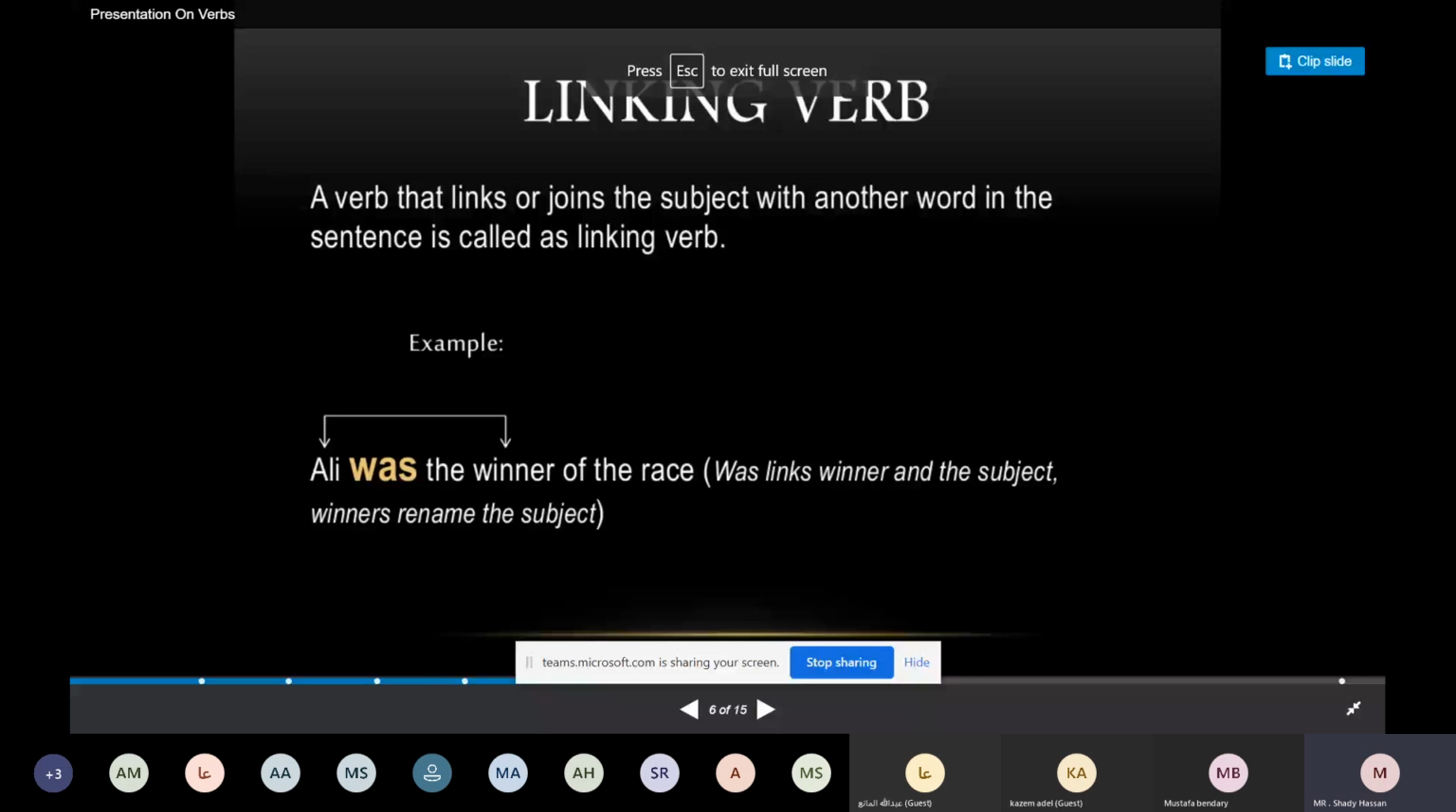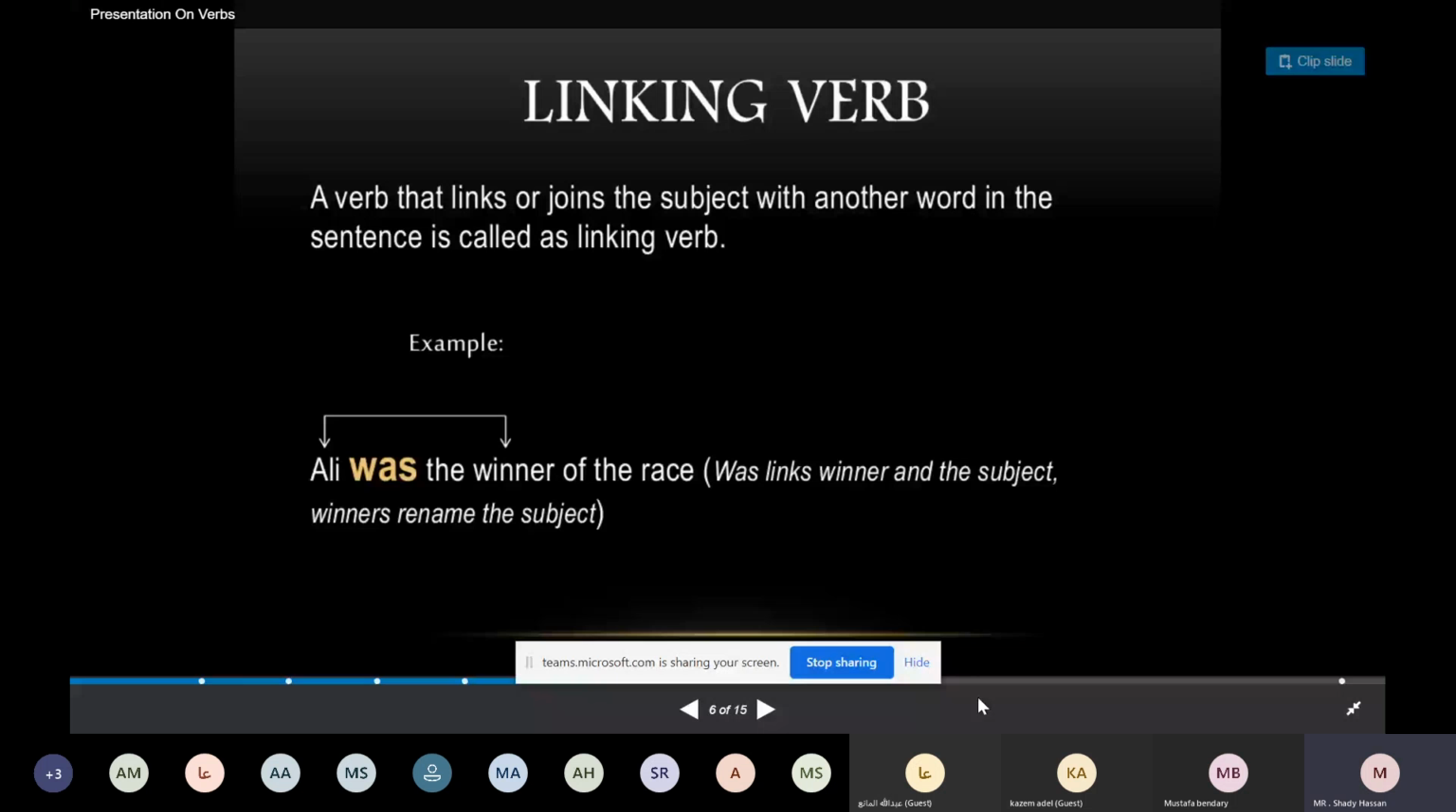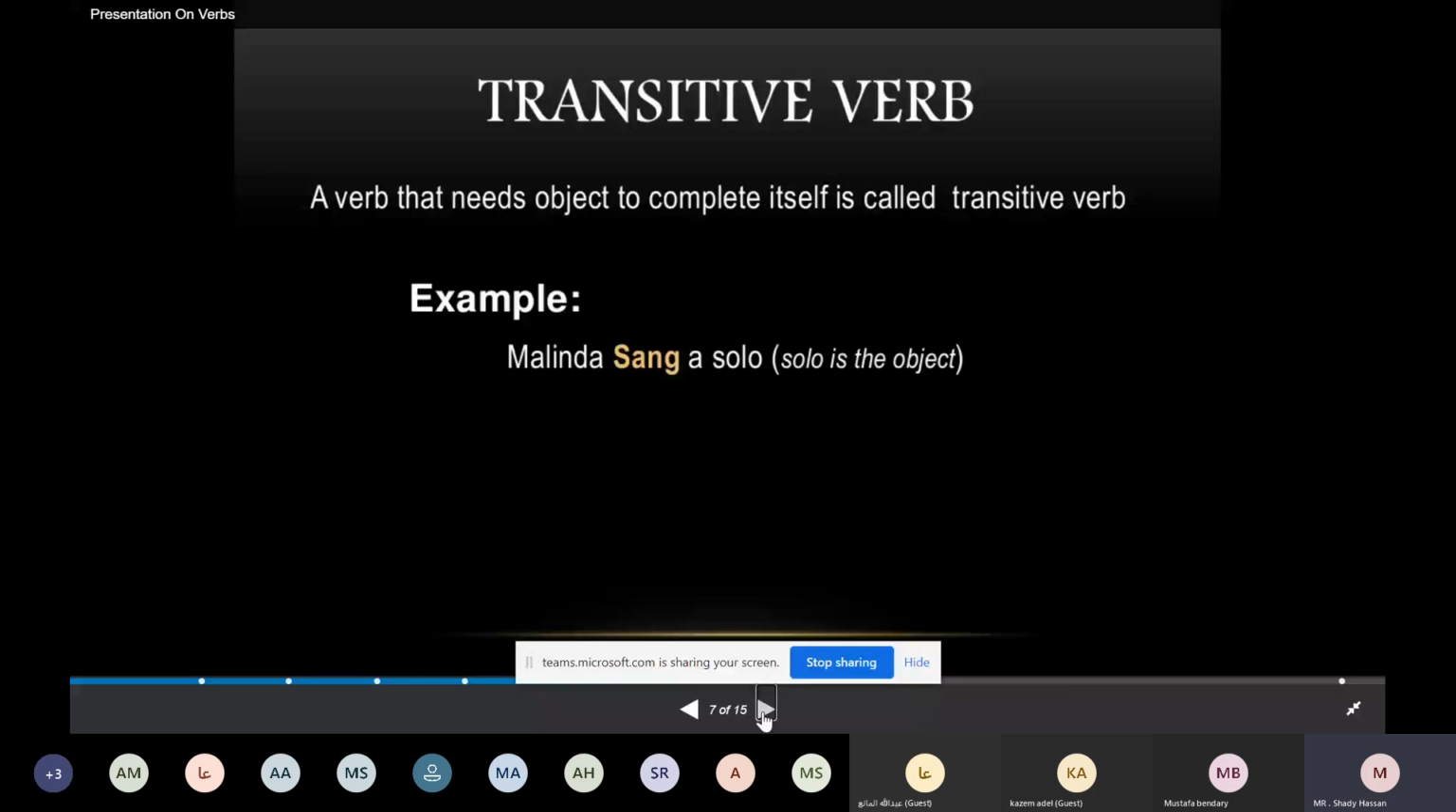So now you understand what is a linking verb. An example to linking verbs, we said, verb to be, verb to have, the sensation verbs. Another type of verbs, the transitive verbs. They are verbs that need objects to complete themselves. We call them transitive verbs.